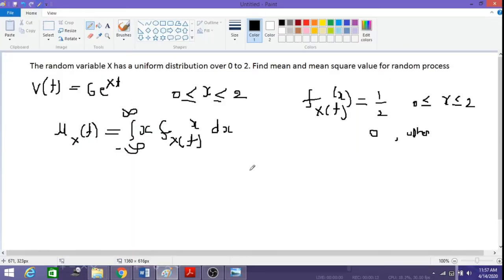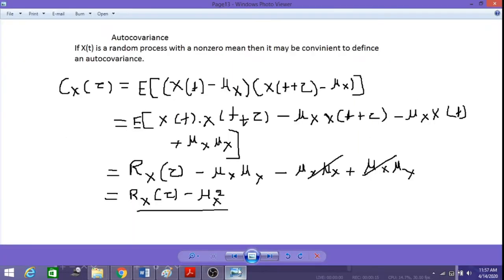So now let us see what is autocovariance. So we will use the autocovariance function when the mean is not zero. So we can write from this definition, if x of t is a random process with a non-zero mean, then it may be convenient to define an autocovariance.